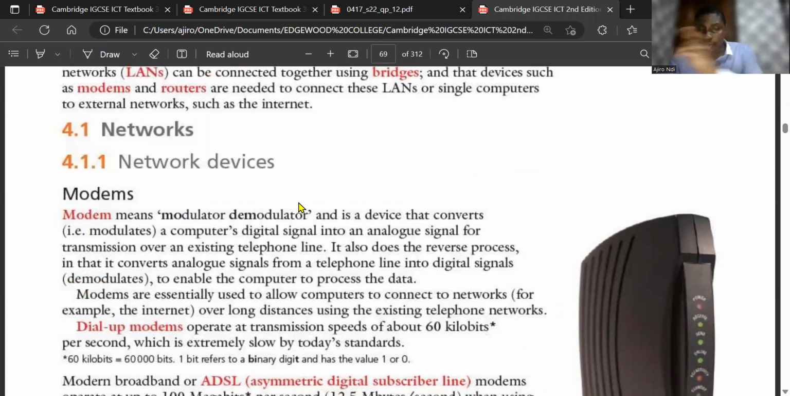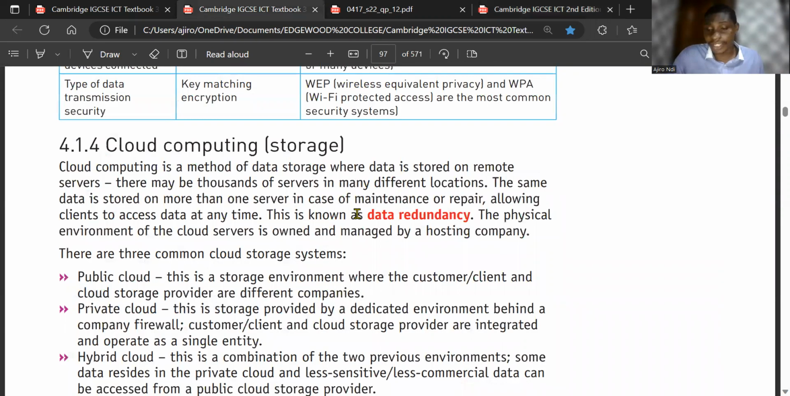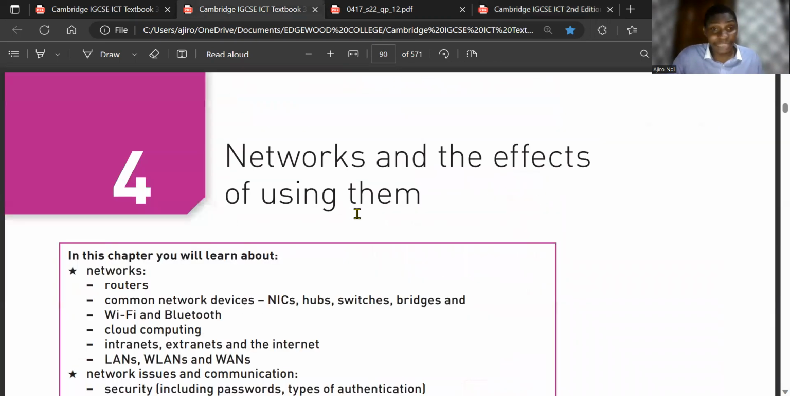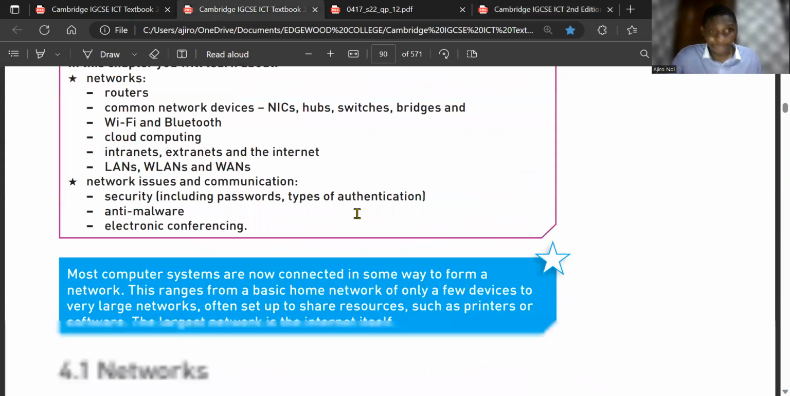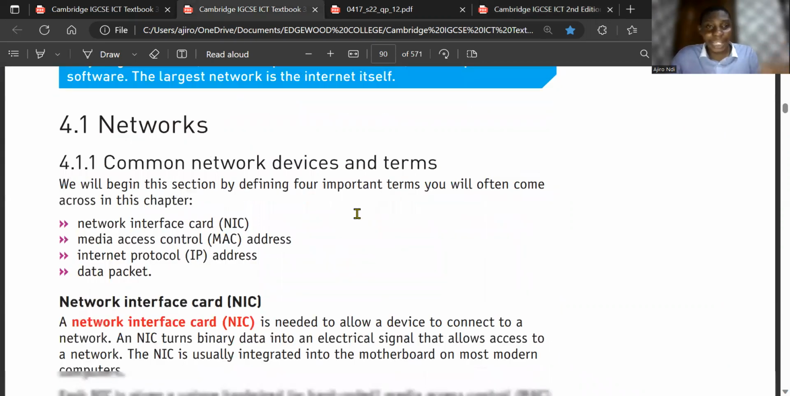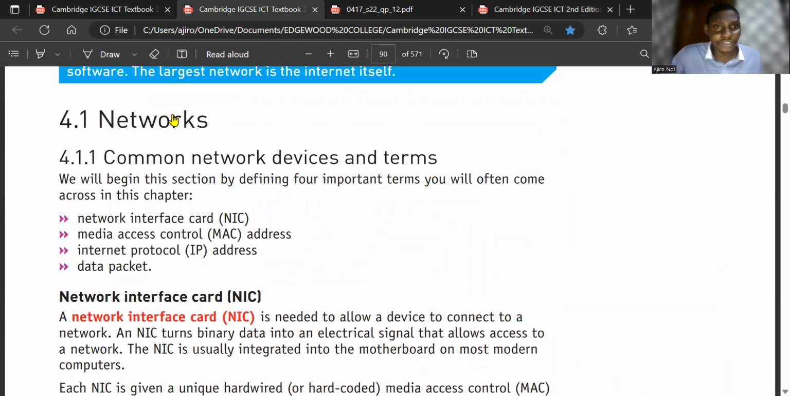Now, this 2022 is based on the second edition. But in the third edition, did they put network devices? They didn't put network devices. So you need to know the difference. For this one now, they only use the common network devices and terms. So we have those normal network devices, the ones on the table, the one you focus on. They will not bring anything outside of it.